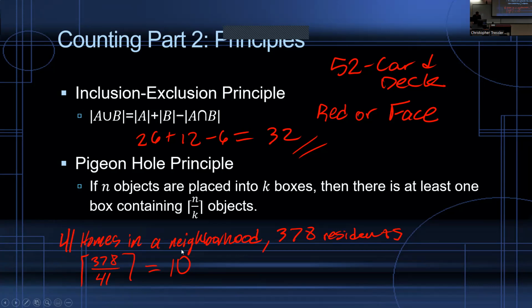Now, I have another question written down here. If we have 63 homes, how many people must be present to guarantee a home with at least 6 people? So this is saying we have 63 homes.